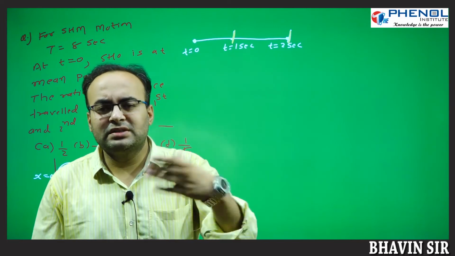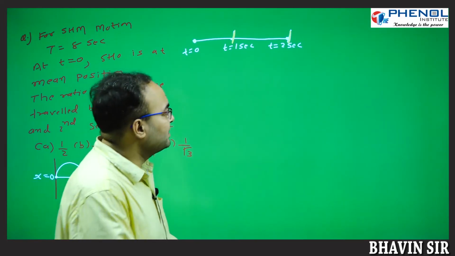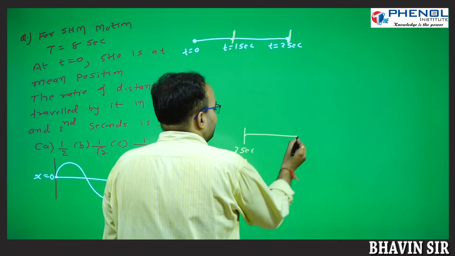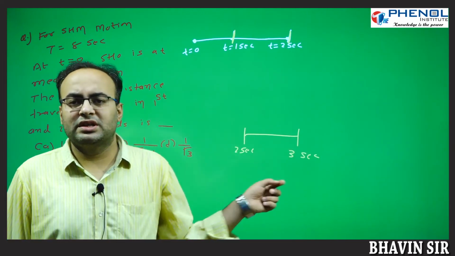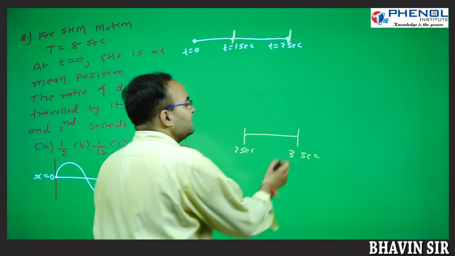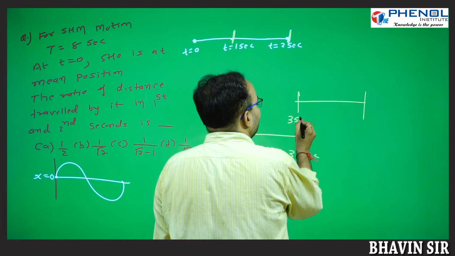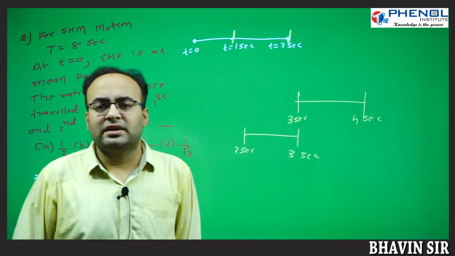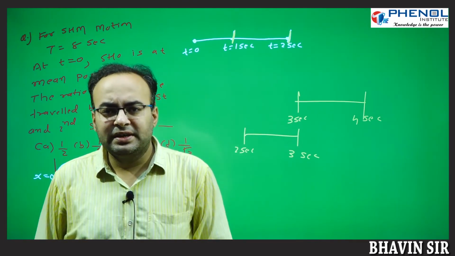Okay, so what is the meaning of distance travel in third second? Distance travel in third second means distance travel between 2 seconds and third second. This is known as distance travel during third second. What is the meaning of distance travel during fourth second? Distance travel between third second and fourth second is known as distance travel during fourth second.